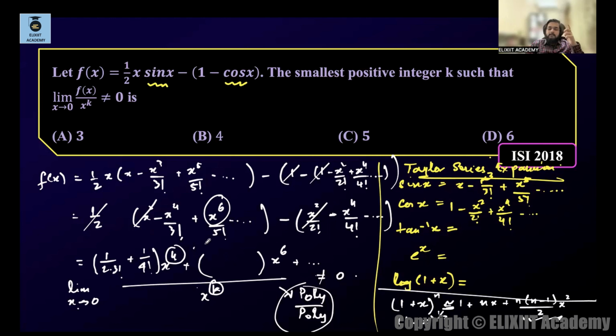Basically we simply take the coefficient of the highest degree. But here the question is different. The question is the smallest positive integer k for which this will be non-zero. So the smallest positive integer has to be 4 here. So k definitely must be 4. Option B is correct.